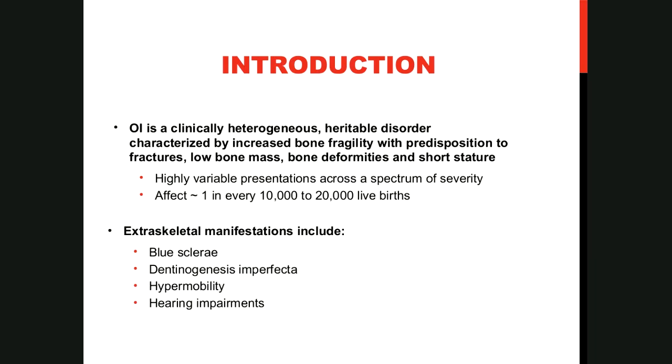OI itself is a clinically heterogeneous heritable disorder. It's characterized by increased bone fragility with a predisposition to fractures, low bone mass, bone deformities, and short stature. There are highly variable presentations and a spectrum of severity in osteogenesis imperfecta, and it affects about 1 in every 10,000 to 1 in every 20,000 live births. There are extraskeletal manifestations of this condition that we're going to talk about moving forward.